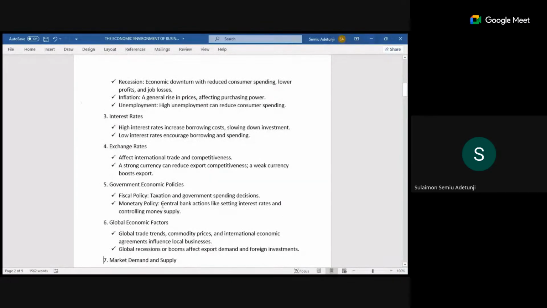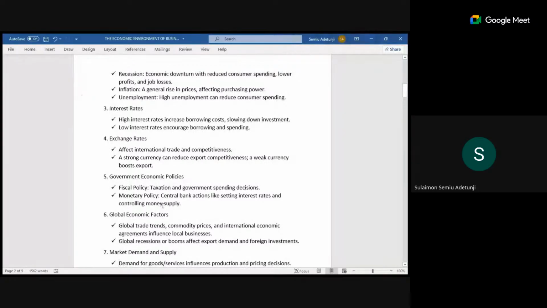Government economic policy: fiscal policy, taxation and government spending decisions. Both fiscal policy and monetary policy are policies made within the CBN during their Monetary Policy Committee meeting. This committee always meets every quarter of the year, and majorly the policies they make there are fiscal policy and monetary policy.